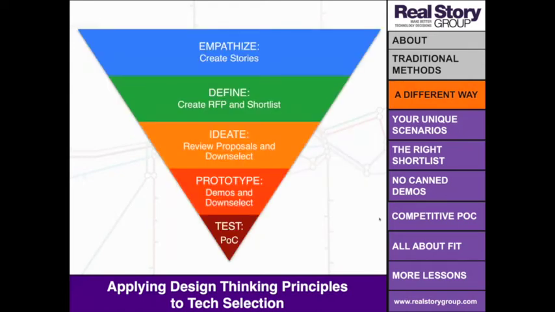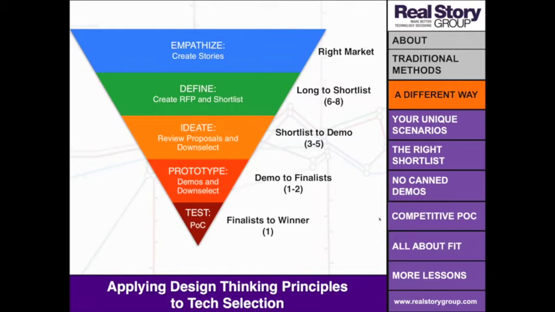With any tech selection, it's really a winnowing down process, right? You get to the right shortlist and you find a way to test it every step of the way until you're certain as to who you're going to move ahead with. We took those design thinking principles and applied them to each of the phases that we recommend. So I'm going to quickly take you through each of these 5 different phases where we talk about empathy, defining, ideating, prototyping, and testing.